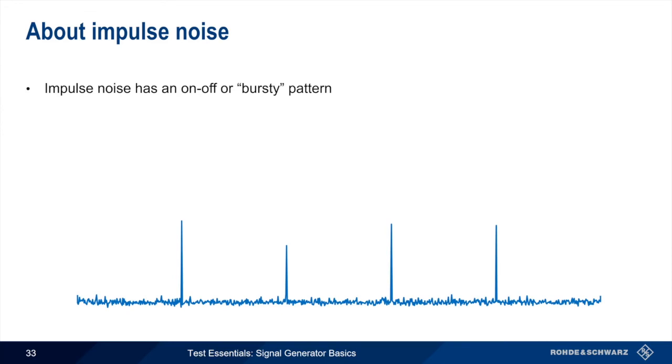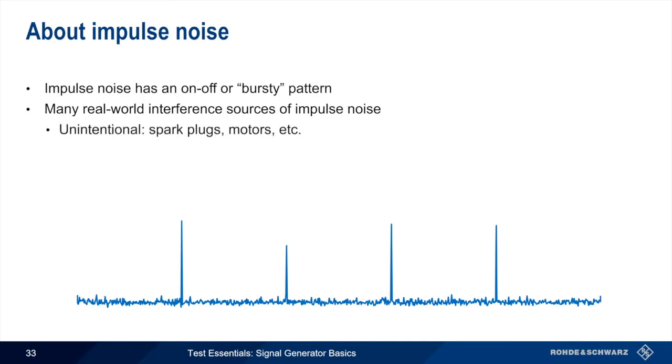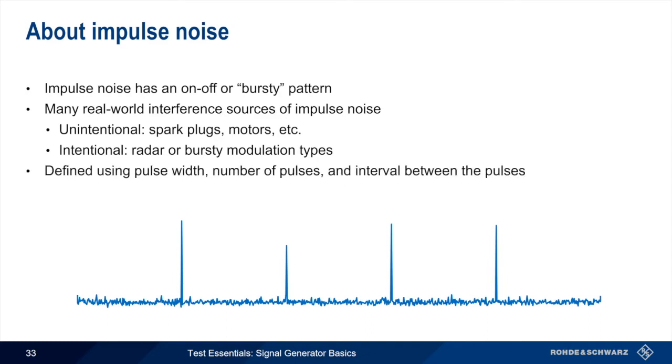Although the level of AWGN, or additive white Gaussian noise, does vary over time as per a normal or Gaussian distribution, these changes are relatively small, and the noise never goes to zero. Impulse noise, on the other hand, has an on-off or bursty pattern. There are actually many types of real-world sources of impulse or bursty noise. Some of these are unintentional sources of RF, such as spark plugs, etc., but there are also numerous intentional sources of pulsed energy, with radar being an obvious example, as well as some digital modulation schemes that transmit energy in short bursts. Some vector signal generators can create impulse noise and add it to the baseband signal by defining the width of the pulse noise, the number of pulses, and the interval between the pulses. The ability to add these impairments to the baseband signal makes it possible to test under more realistic conditions with a minimum of additional equipment and effort.